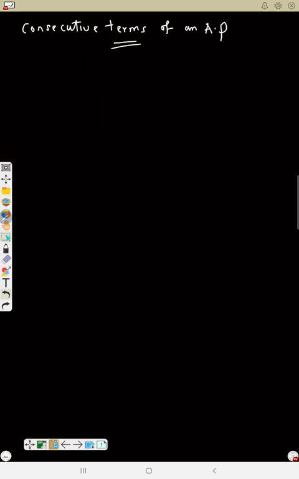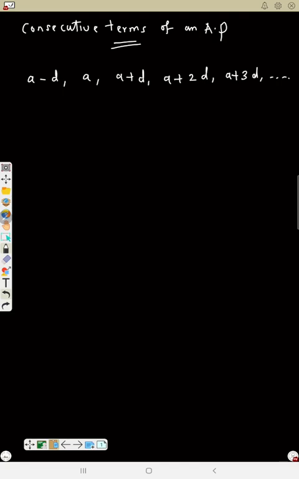Now since in AP we are talking about first term and common difference, consecutive terms of an AP will now be, I can use a minus d, a, a plus d, a plus 2d, a plus 3d, as in continue depending.